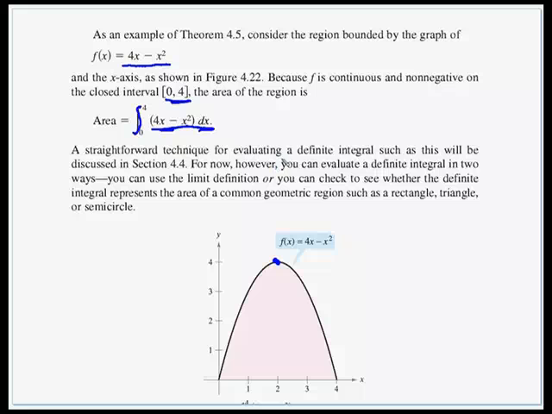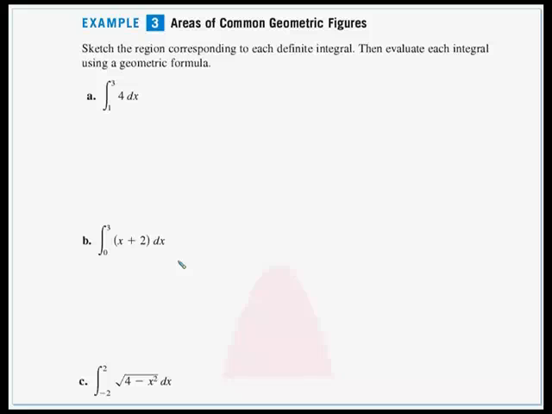A straightforward technique for evaluating a definite integral such as this will be discussed in the next section. For now, however, you can evaluate a definite integral in two ways. We can use the limit definition, or you can check to see whether the definite integral represents the area of a common geometric region, such as a rectangle, a triangle, or a semicircle. And that's what we're going to do here in example 3. We're going to start looking at these and figuring out that they are just common geometric shapes that we're used to and that we already have a formula for. So what really helps here is we sketch the region corresponding to the integral and then evaluate the integral using a formula that we already know.